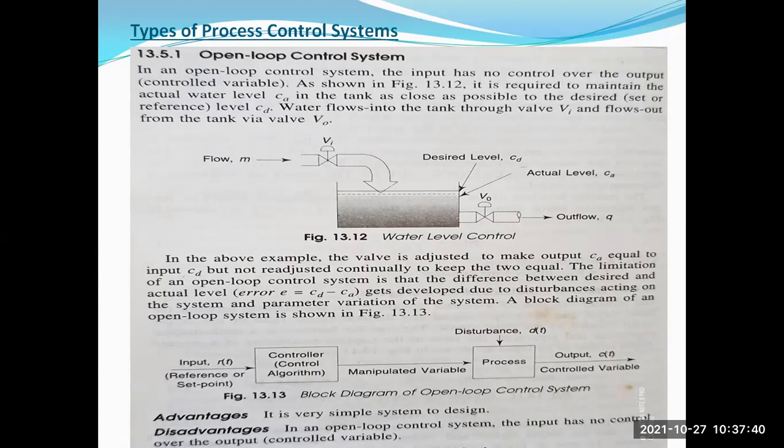So the advantage is, it is a very simple system to design. Okay, compared to the closed loop control system, because in the closed loop control system we have to use other components, that is the final control element, and also a sensor transducer circuit, and also one feedback loop. So from this view, the open loop control system is a simple system to design.